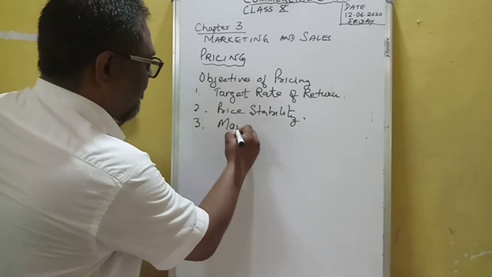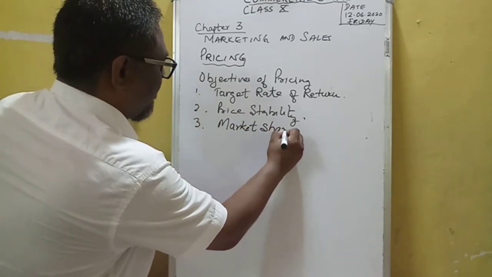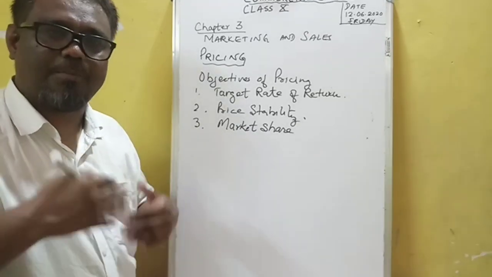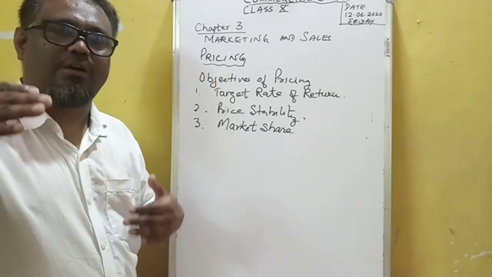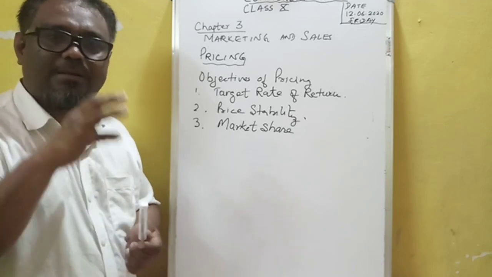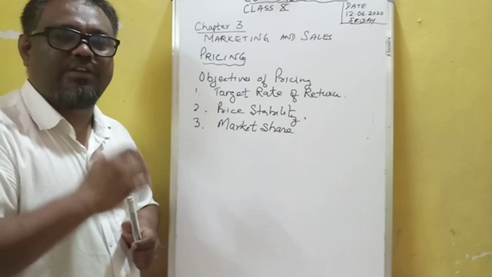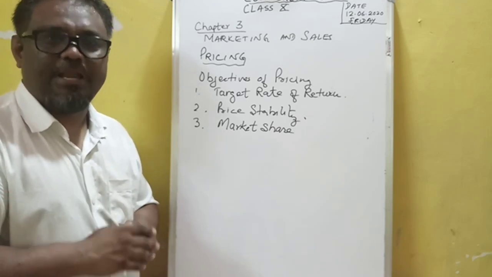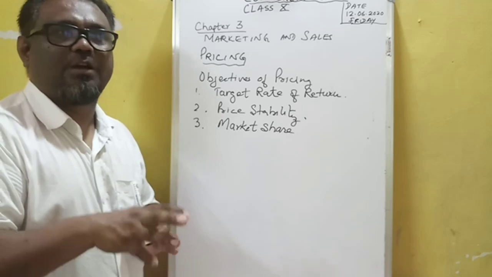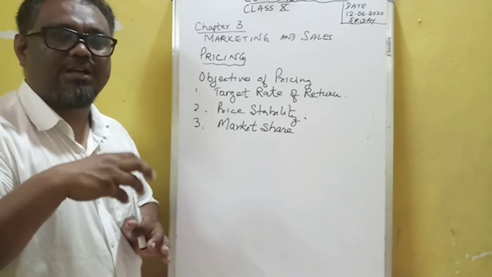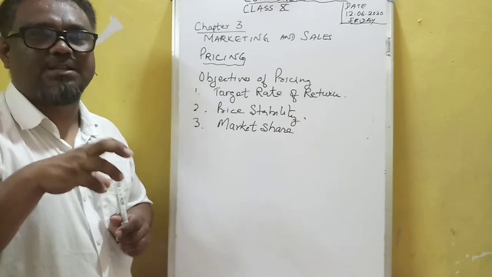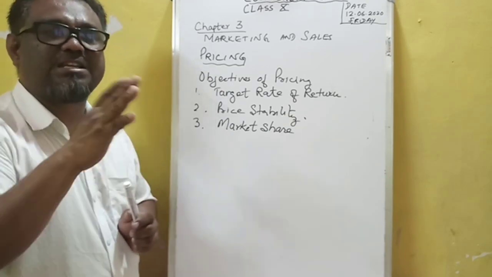Market share. To increase the size of the market, the producer always wants to increase the horizon of his sales. The sales can increase only if he maintains his price level properly. He has to satisfy the consumer with the price, so that the consumers are satisfied and he can increase the number of buyers. So he can capture more and more market. If he keeps the pricing correct, he can increase the size of the market.